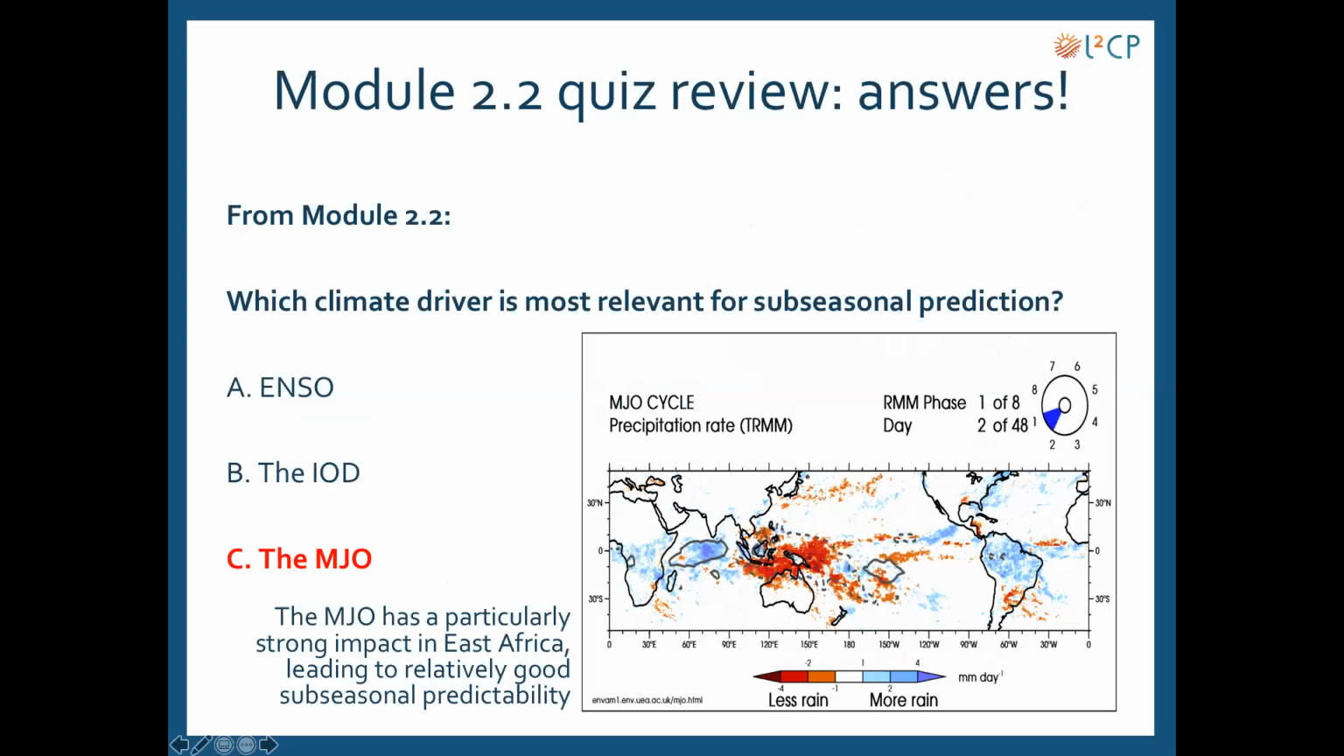And then finally, question 3, which climate driver is most relevant for subseasonal prediction? The answer was the MJO. Most of you got that right, 75%. Some people said ENSO. ENSO isn't irrelevant for subseasonal prediction. The state of El Nino is still important at those shorter lead times, up to a month ahead. But really, it's the MJO which is giving us that subseasonal predictability.